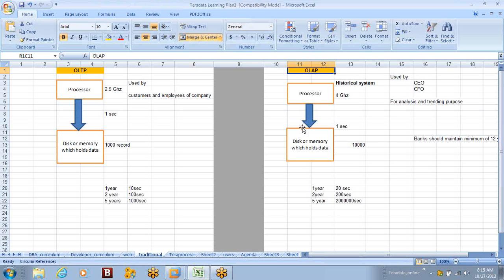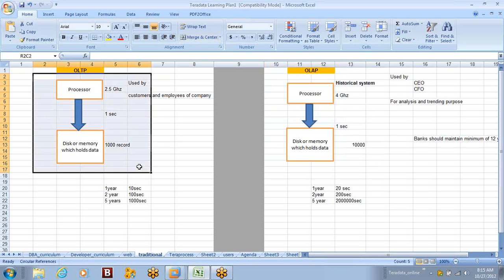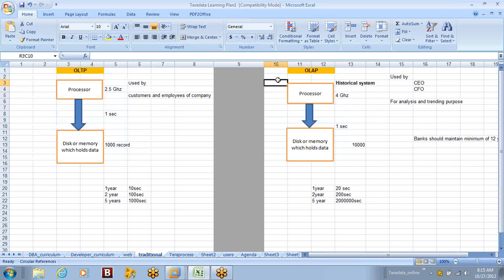So the transaction systems cannot hold huge data because of the performance issue. So they have a technique of archiving the older data and keeping it in the analytical systems, the historical systems, the data warehouse, the decision support systems, whatever you call the analytical systems. The older data will be archived from the transaction systems to the analytical systems.